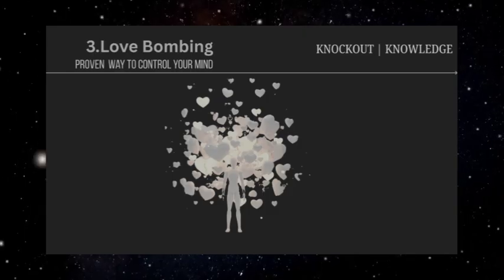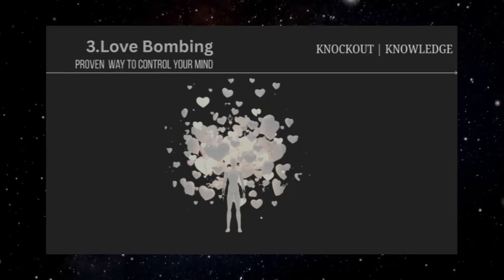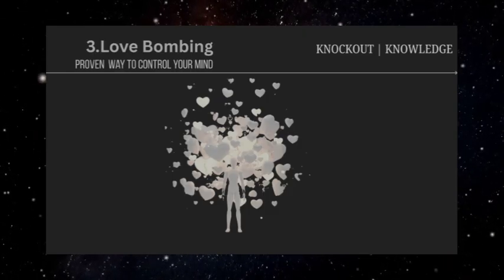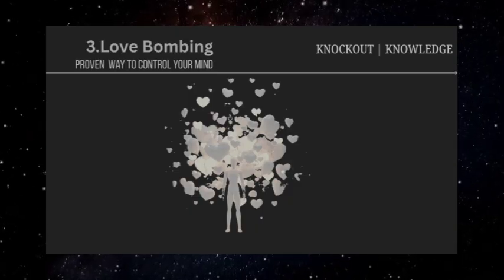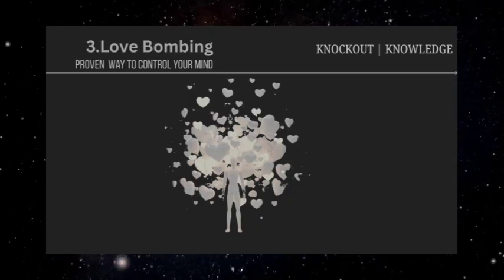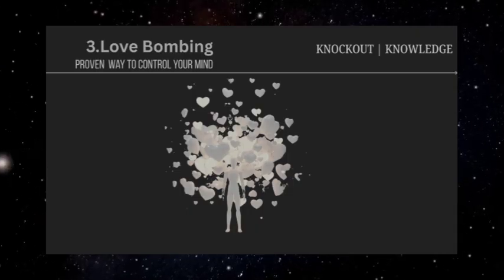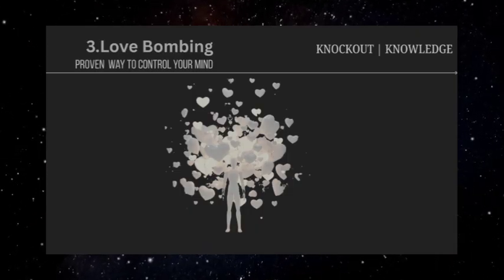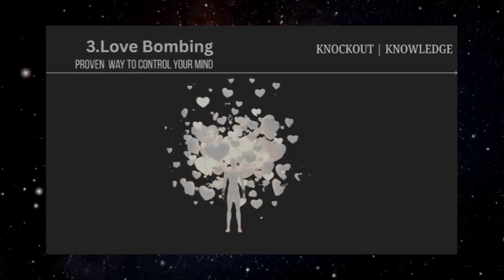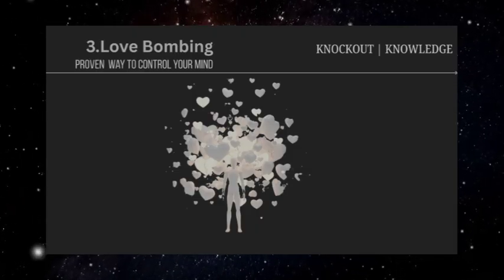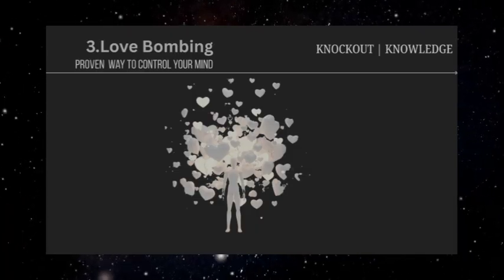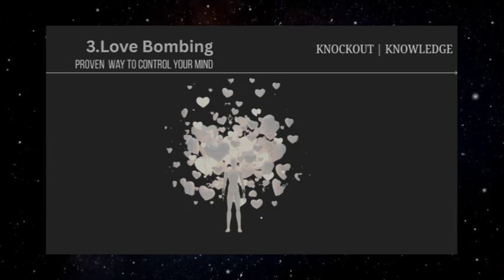The pattern typically follows a cycle. First comes the bombing phase: intense, overwhelming positive attention that feels amazing but is actually too much, too fast. Then comes the devaluation phase, where that attention is gradually withdrawn. The person who was once showering you with affection becomes critical, distant, or emotionally unavailable. This creates confusion and desperation to return to that initial high.